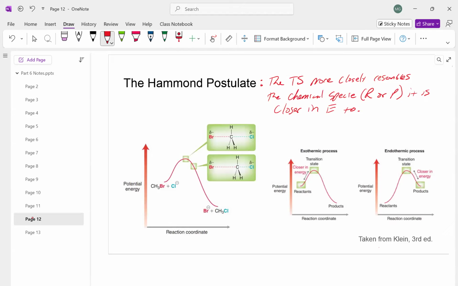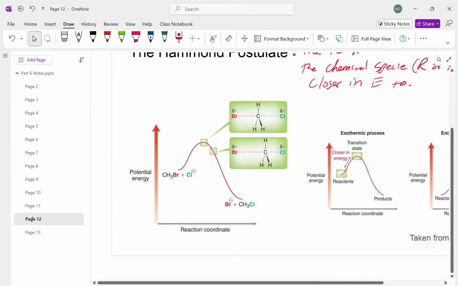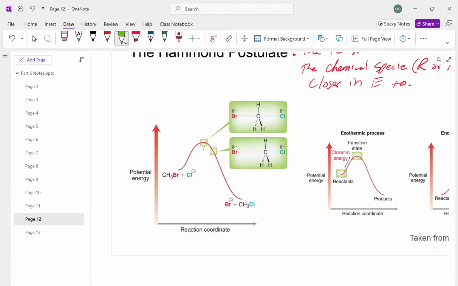Now, what do I mean by this? Let's again look at this reaction. We talked about it earlier. So look at where that transition state is. That transition state is a lot closer in energy to the reactant than it is to the product. So it looks a little bit more like the reactant here. Now, as I get closer and closer to the product, notice how that looks a little bit more like the product.